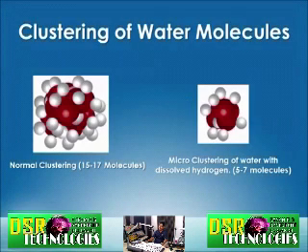Another important thing about hydrogen and water is the clustering of water molecules. Normal cluster size of water is usually 15 to 17 molecules, while the microclustering of water with dissolved hydrogen is 5 to 7 molecules. We'll see why that's important in the next slide.